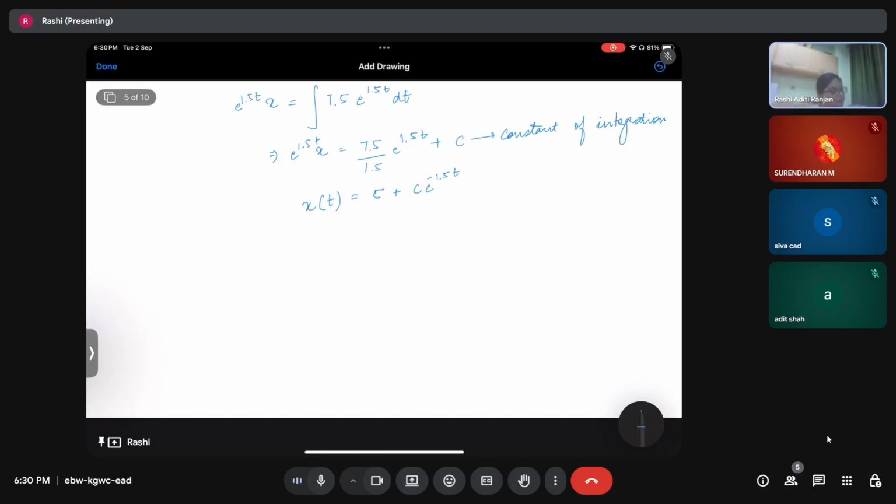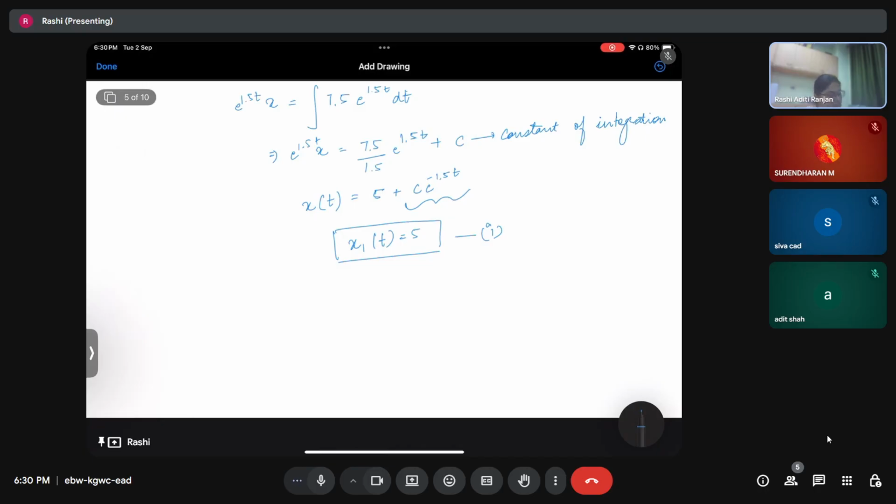Okay. Now if you look over here, this term is going to decay with time, and we are concerned about finding out the steady state solution. So we get x1 of t as nothing but 5, and let us say it is equation number 1. So we have one solution out of the three.